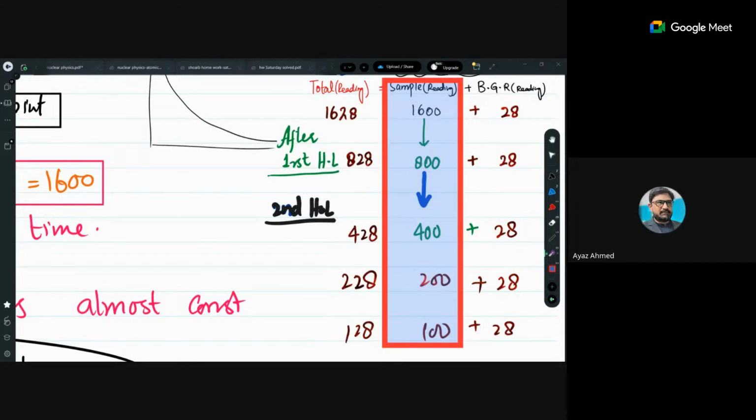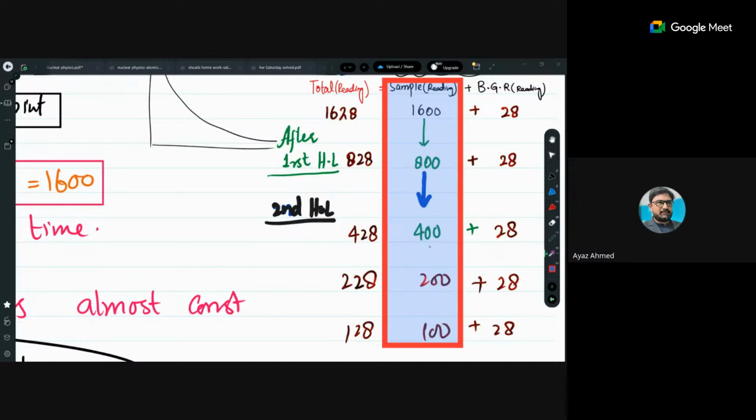Okay, after another half life, 800 has been reduced to 400. And during that, background radiation stays constant. It means your total reading is equal to what? 428.